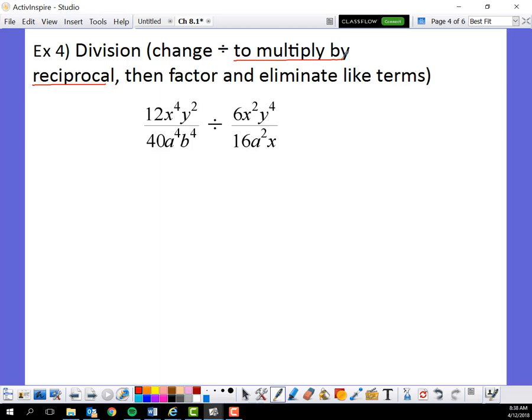Okay, that's the language they're going to want you to use: multiplying by the reciprocal. So really what that means is we take the first fraction and we keep it the same. 12x to the fourth, y squared, all over 40, a to the fourth, b to the fourth. Now we're going to multiply by the reciprocal, so we change it to multiplication. And when we take the reciprocal, remember that's just taking the numerator and denominator and flipping them.